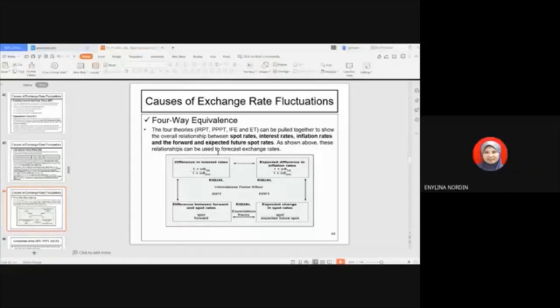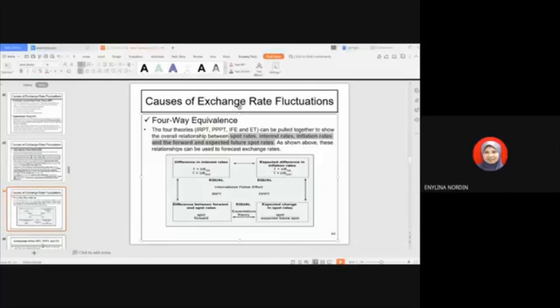Then the implications here, right? The implications of these relationships are explored and shown as a group in order to forecast the exchange rate. So that means they are taking into consideration all variables here in one basket. They pull together in one basket in order to estimate, or to predict, or to forecast the exchange rate.